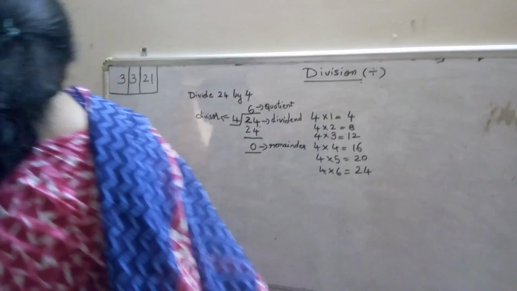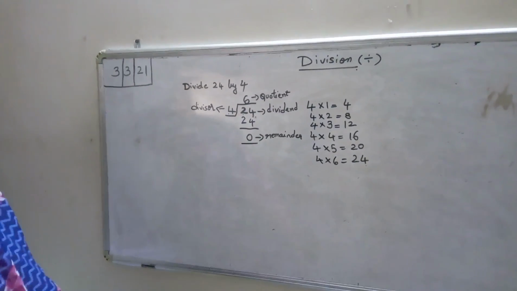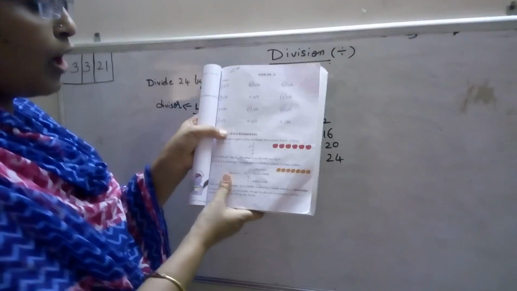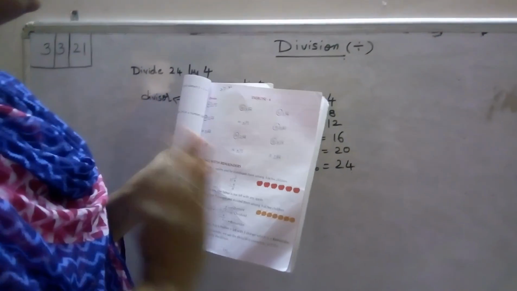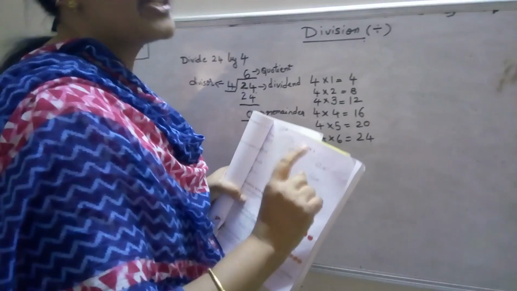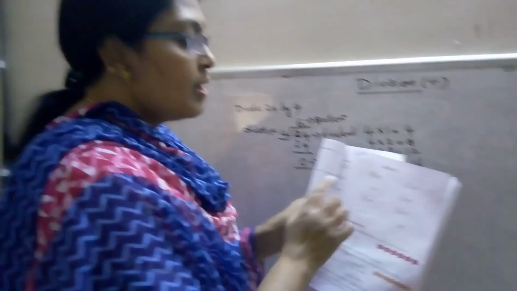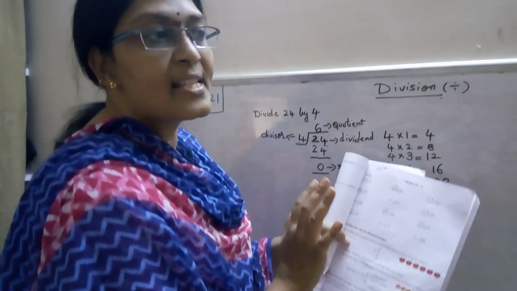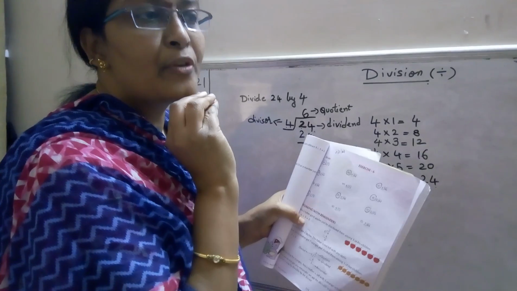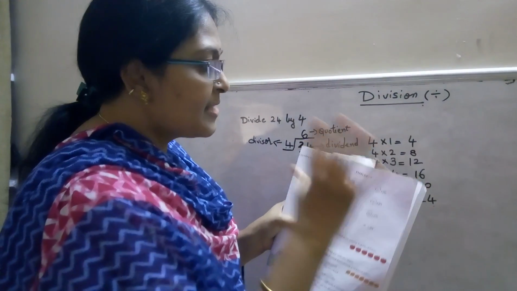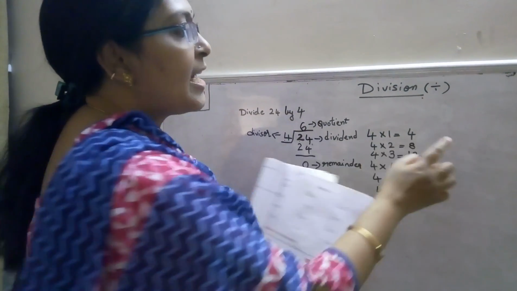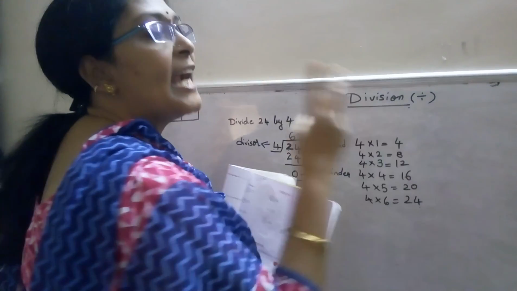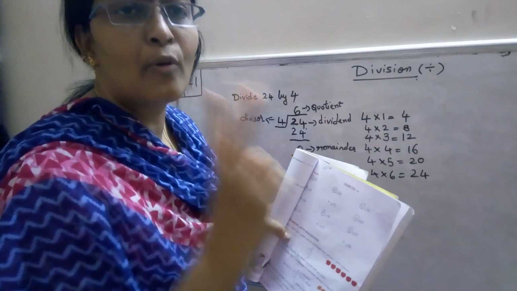In page number 111, we are going to solve these problems today. I have told you we are going to do division only up to 5 numbers. So only 8 problems we have in this exercise 6. Today I am going to teach you 5 problems, where the first 3 problems I am going to teach you on the board and the remaining 2 I will teach you in the notebook.